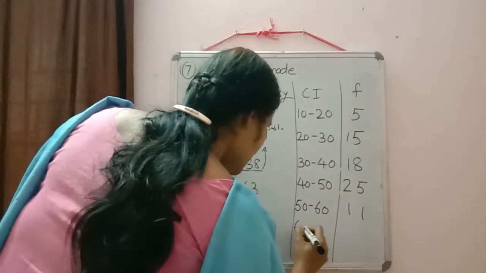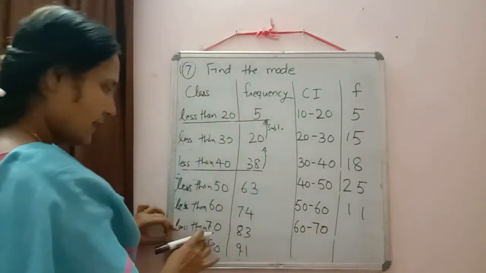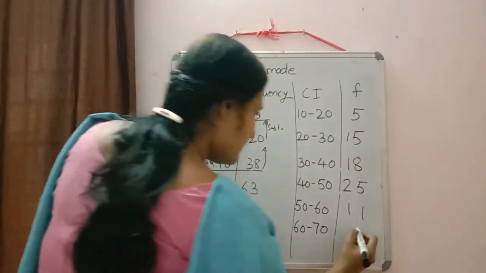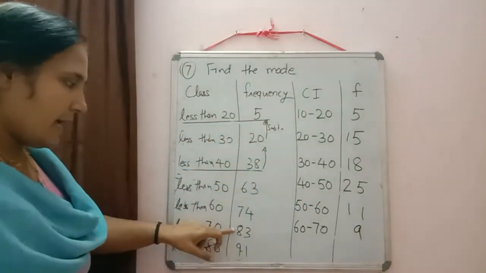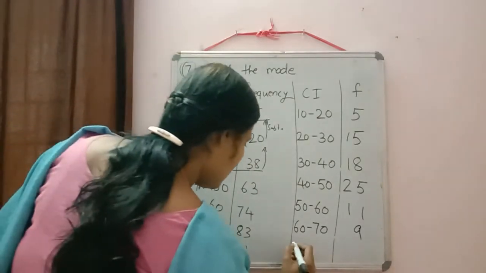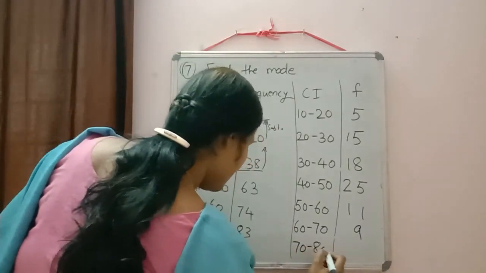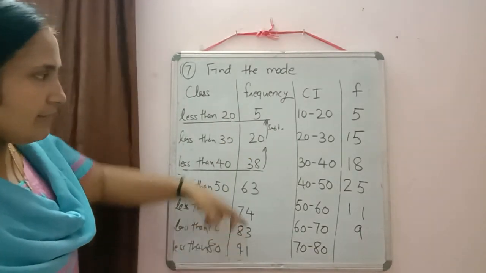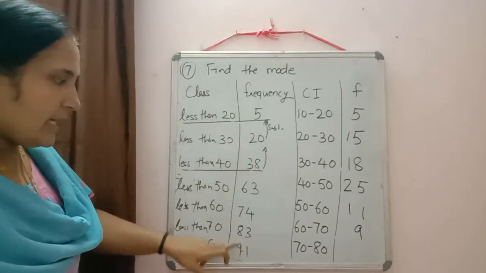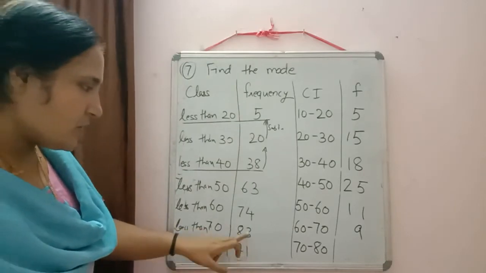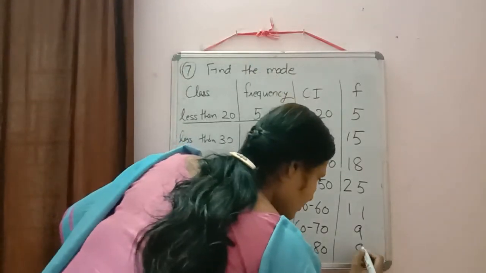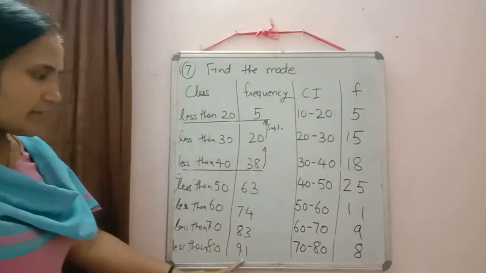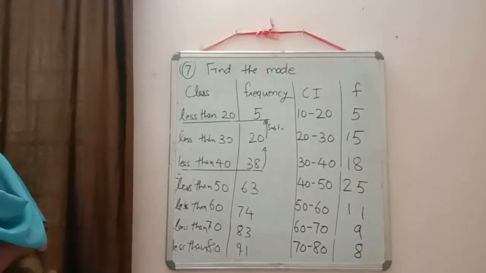Then next less than 70. So it will come 60 to 70. So that will be equal to 83 minus 74, so it will be equal to 9. Then less than 80. So it will be 70 to 80. Total 91 students are there, but 83 we have included here only. So remaining 91 minus 83, so it will be equal to 8. You can check, if you add at last, you will get the total is equal to 91.